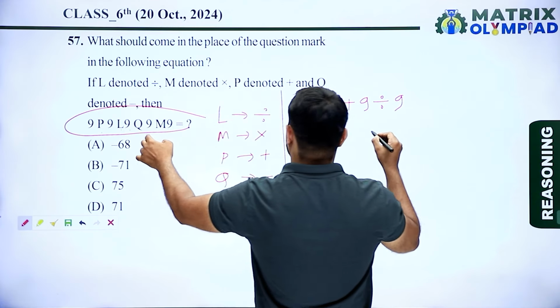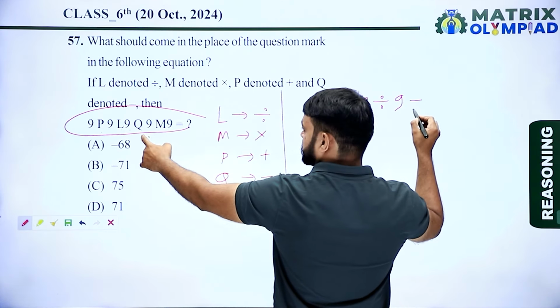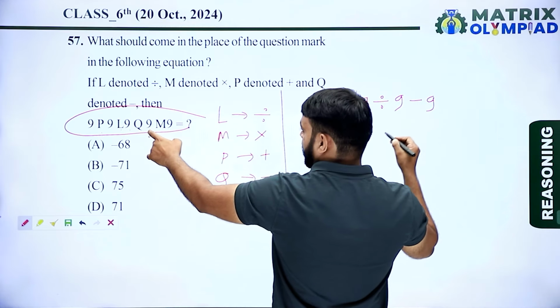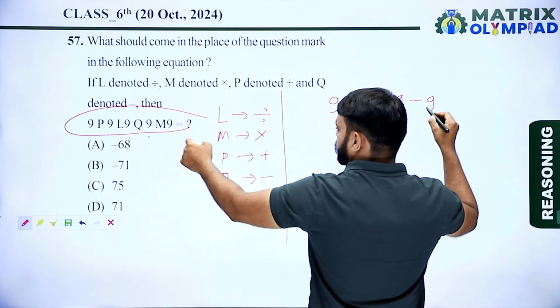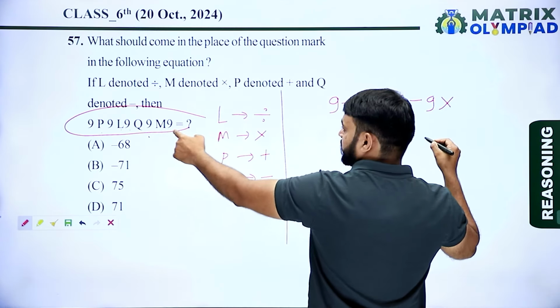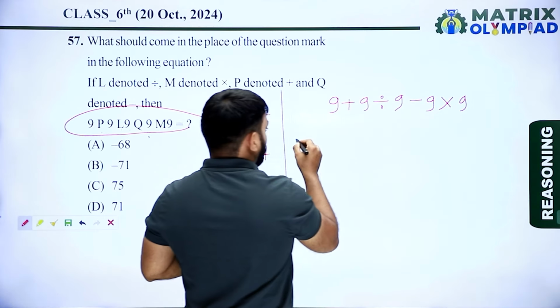After 9, next is Q. So Q means minus, again 9. After 9, next is M. So M means multiply 9. Now find the value of the given equation.